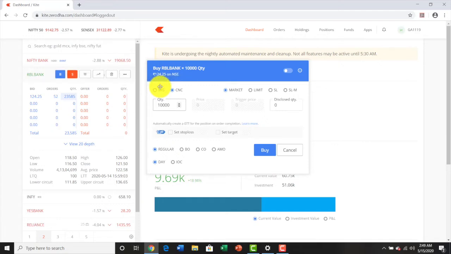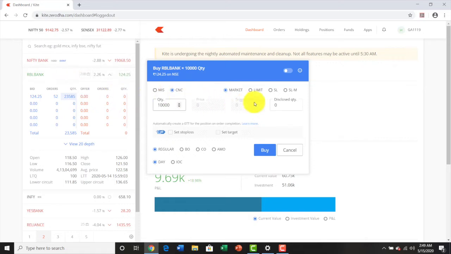Since the price will now go up, by the simple demand and supply concept, it will go to 126. People will start cancelling their sell orders. People won't sell at 124.25 now. They will be waiting till it goes to 126. So that's one thing that you need to understand.